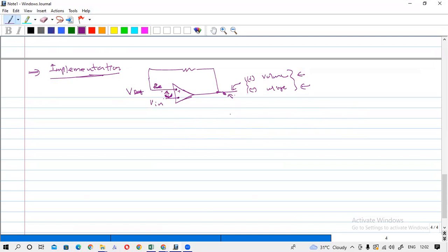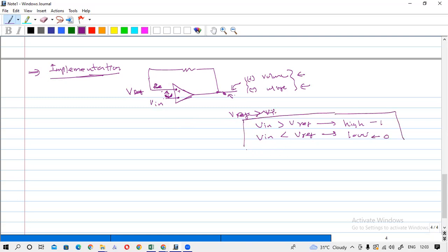So anyway, if V in is greater than Vref, the output is high, and if V in is less than Vref, it is low. That means this is 1 and this is 0. So you can define it in this way. So try to interpret it using the op amps, as homework.